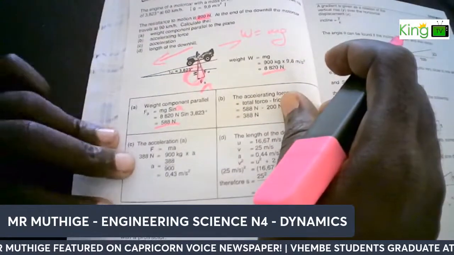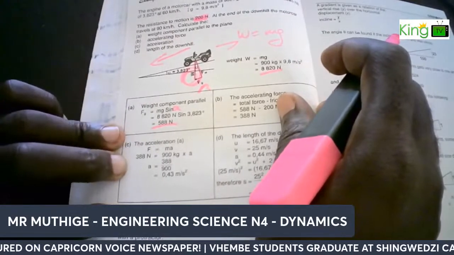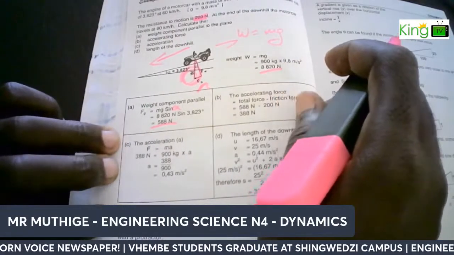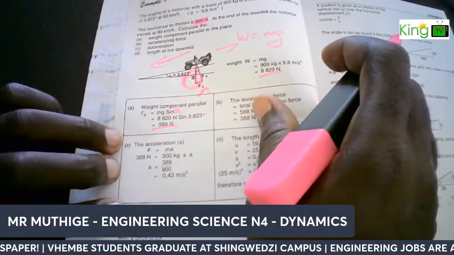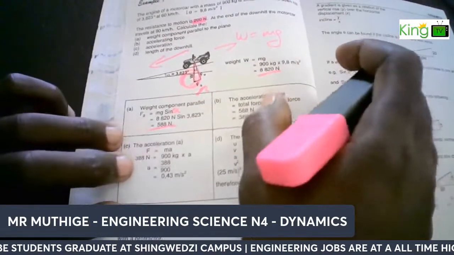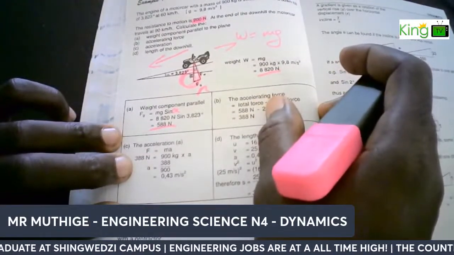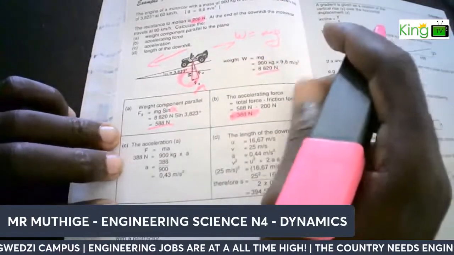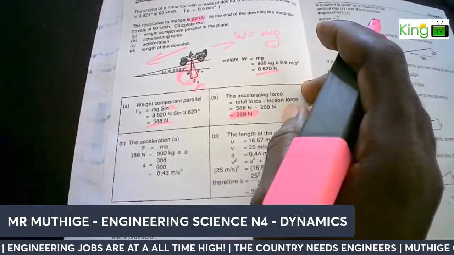And then you've got your acceleration. Accelerating force. What do they want us to get? The accelerating force is 388. And now the next question says acceleration itself.